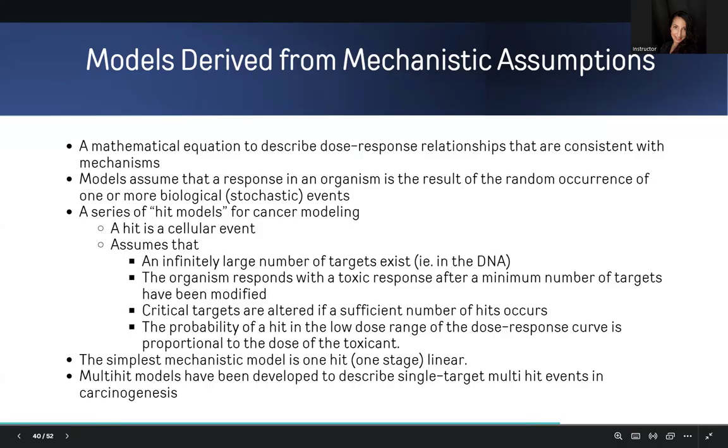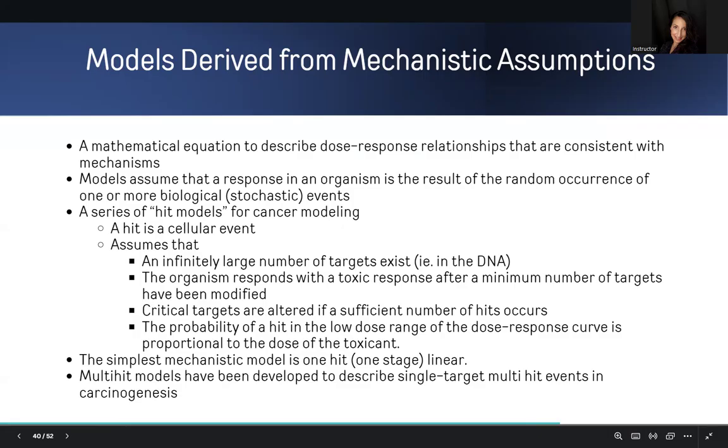A series of hit models for cancer modeling, in which a hit is defined as a critical cellular event that must occur before a toxic effect is produced, assume that: one, an infinitely large number of targets exists, for example, in the DNA. Two, the organism responds with a toxic response only after a minimum number of targets has been modified. Three, a critical target is altered if a sufficient number of hits occurs. And four, the probability of a hit in the low dose range of the dose response curve is proportional to the dose of the toxicant.